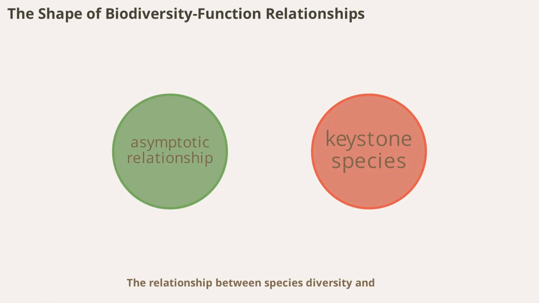The relationship between species diversity and ecosystem functioning can take different shapes. Often it's asymptotic, meaning that losing a few species may have little effect at first, but further losses can lead to rapid declines in ecosystem services. Sometimes, the loss of a single keystone species can cause abrupt changes. Understanding these patterns helps guide conservation and management efforts.